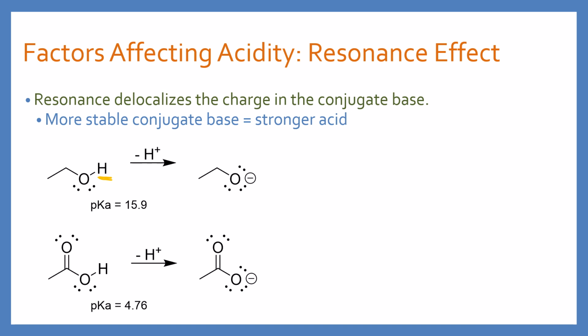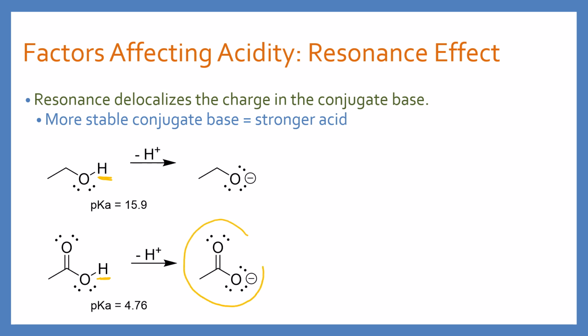Let's look at another example. This molecule also has 2 carbons and has a similar OH group, but it also happens to be a carboxylic acid, meaning it has this other double bonded oxygen here attached to the same carbon as the OH group. So when we lose this hydrogen, which has a pKa of 4.76, this molecule is significantly more acidic by about a factor of 10 to the 11th. You can take the difference in the pKa's, which is about 11, and raise 10 to the power of that to determine the difference.